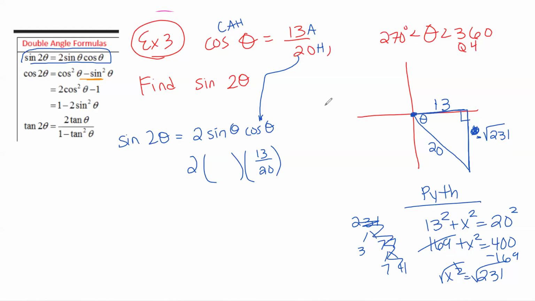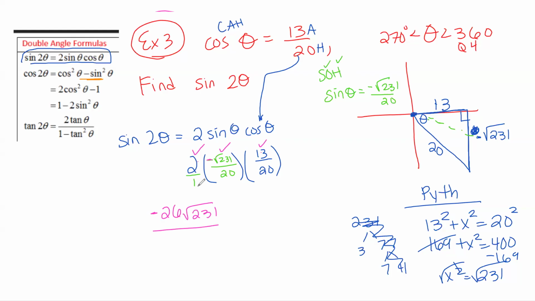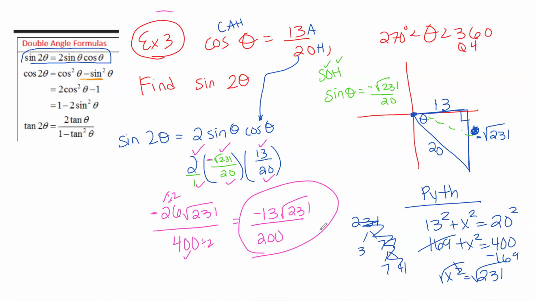All right. So now what is the sine of this angle? Sine is opposite over hypotenuse. So opposite is negative root 231, and hypotenuse is 20. So that's going in. For sine, there's an invisible 1. 2 times this root times 13. Well, 2 times 13 is 26. Make it negative because there's the negative. Keep the root. 1 times 20 times 20. So that's 400. This is even, so we can divide by 2. Divide by 2. So negative 13 over 200, and keep the root. That is the answer. It's ugly, but that's okay.